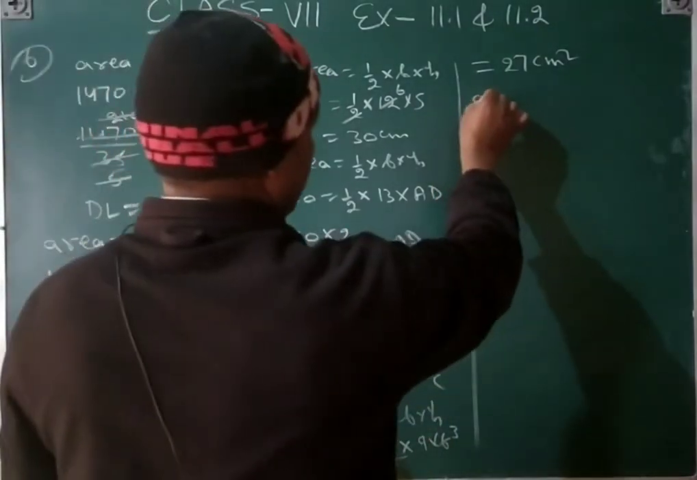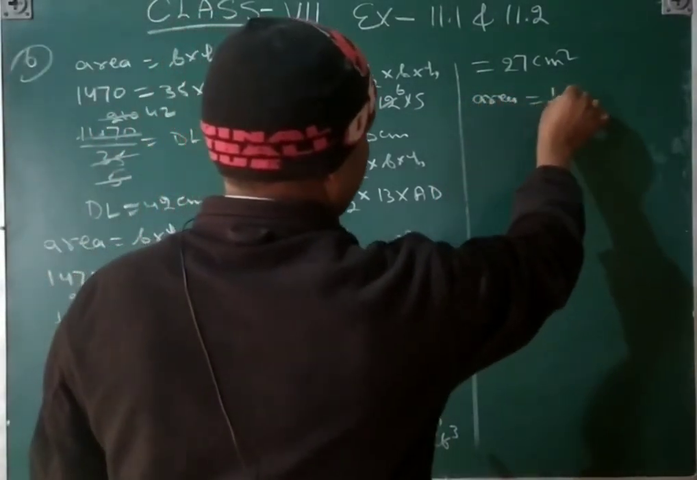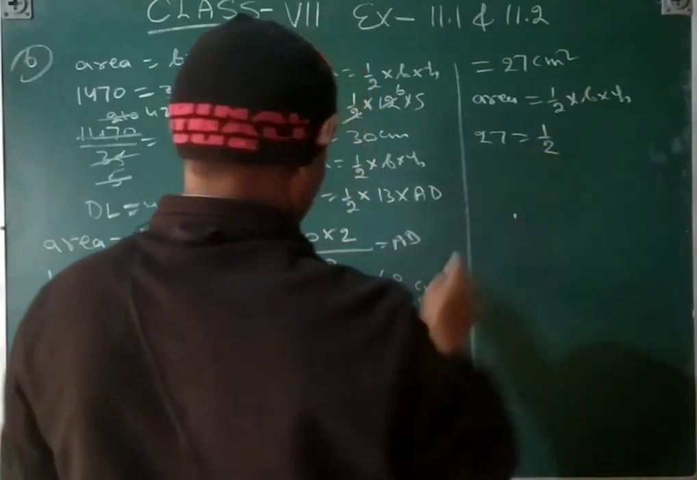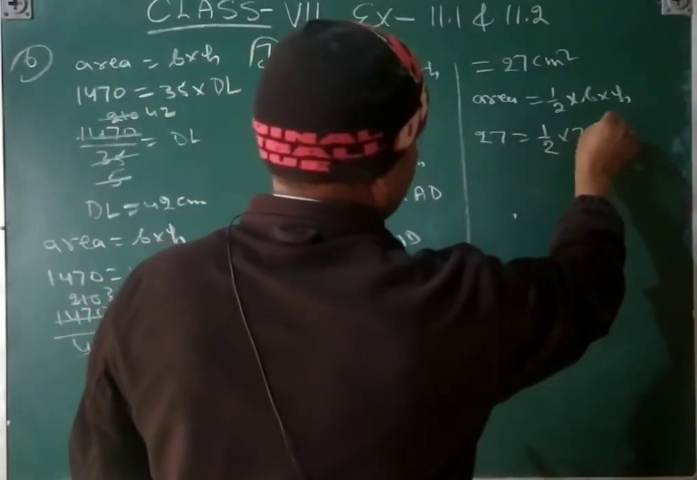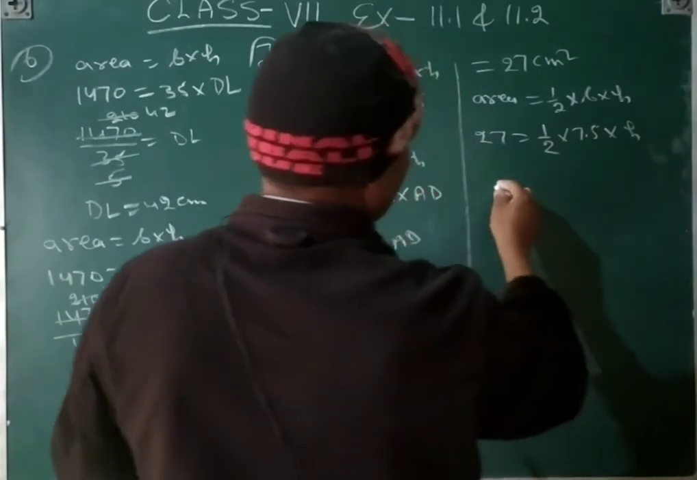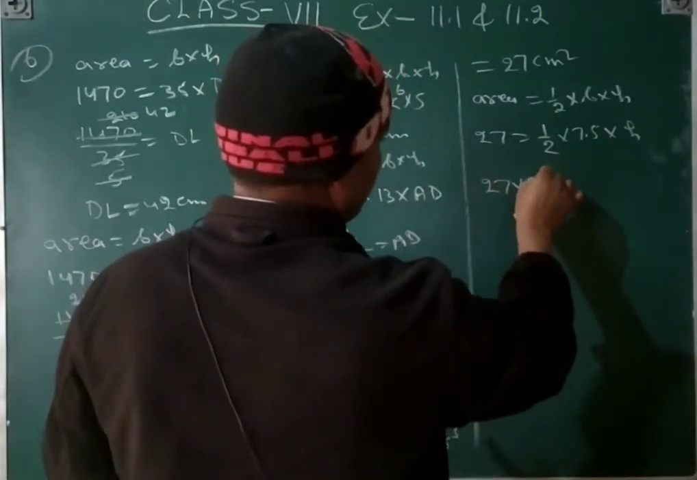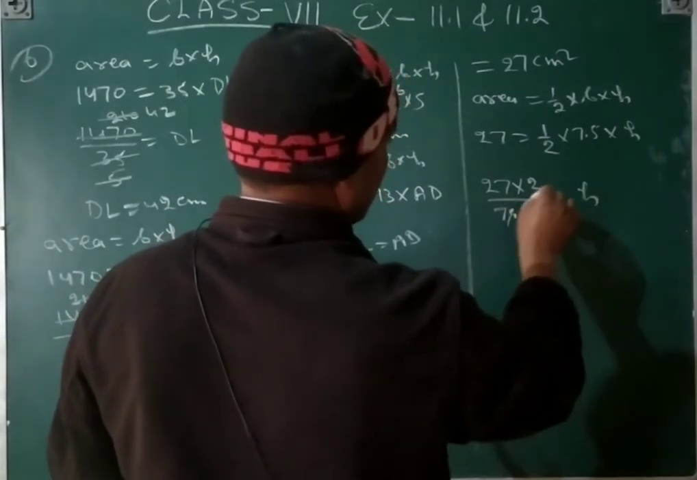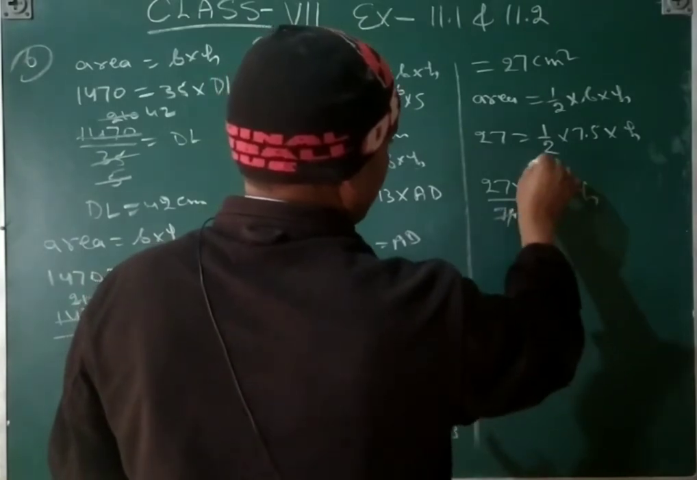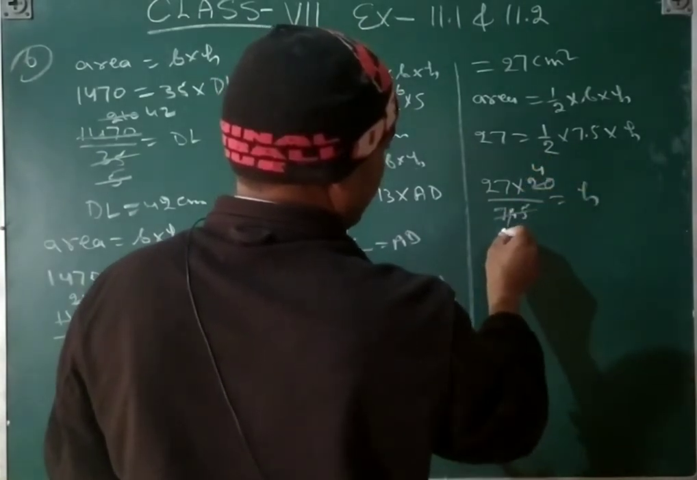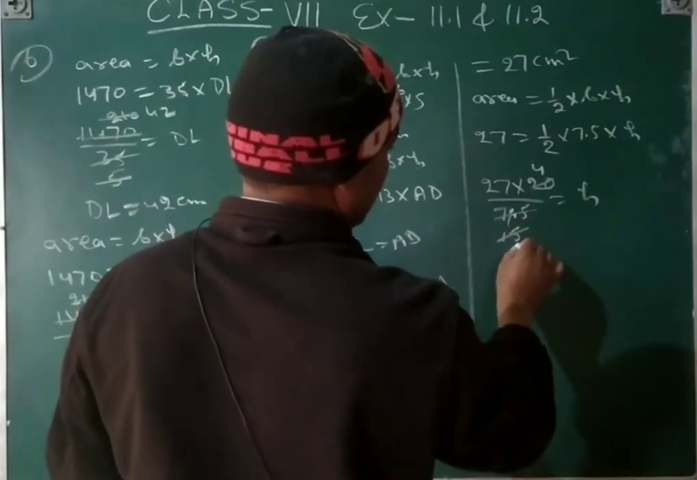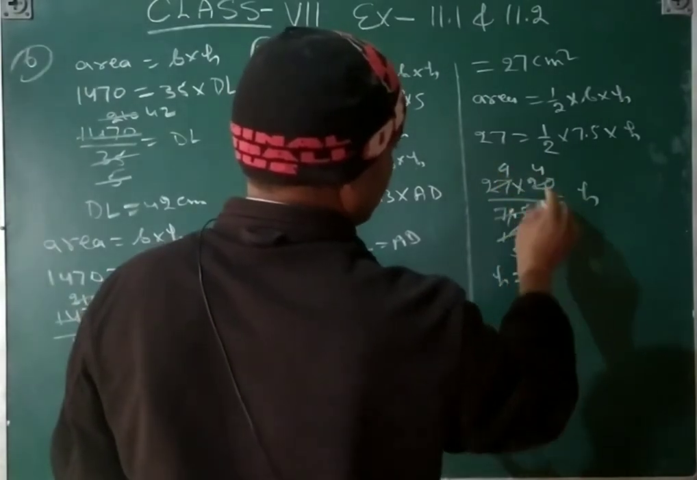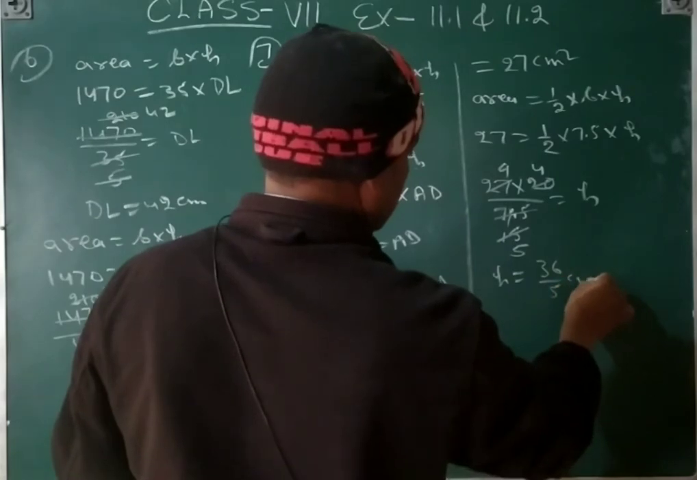So again, area is equal to 1 upon 2 into base into height. Area is 27 we have found, and 1 upon 2, and then base is 7.5. So 27 into 2 upon 7.5 is equal to height. So this decimal is reduced, so 5 4s are 20, 5 15s are 75, and then by 3, 5 3s are 15, 3 9s are 27. That height is equal to 9 4s are 36 upon 5 centimeter.